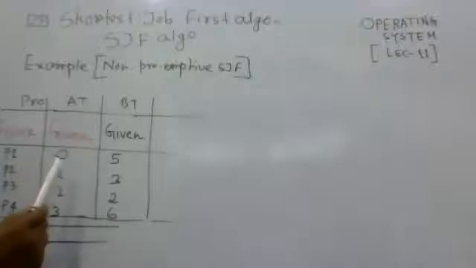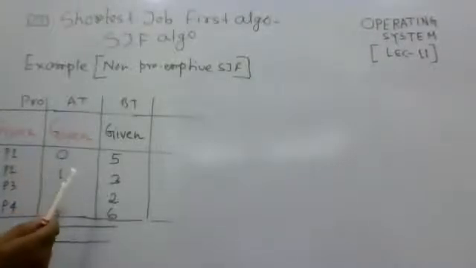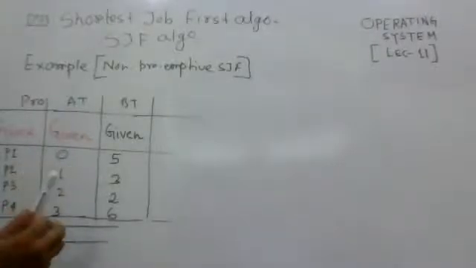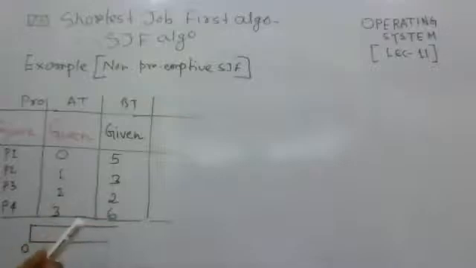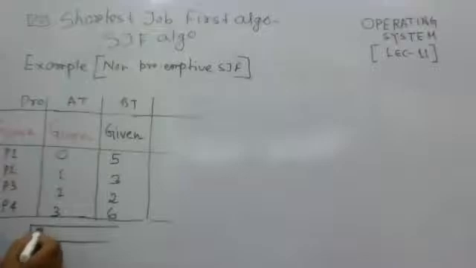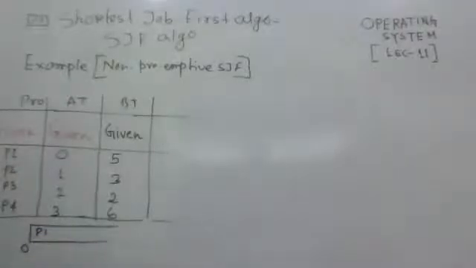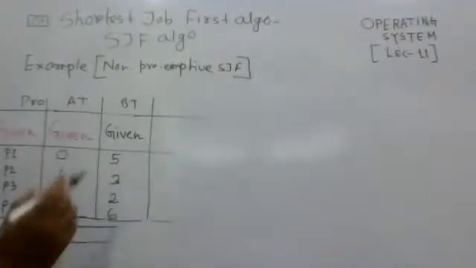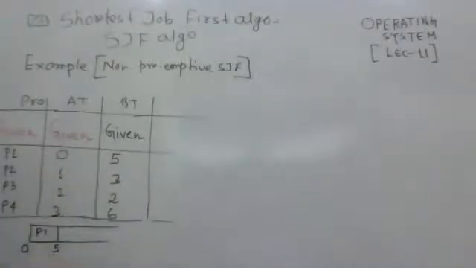So in time 0 there is only one process in the ready queue, that is P1. Obviously there is no option to choose any other process, so at first we have to choose P1. Here we schedule P1, and as it is non-preemptive scheduling, we have to schedule it for 5 time units.